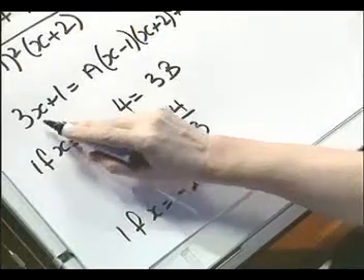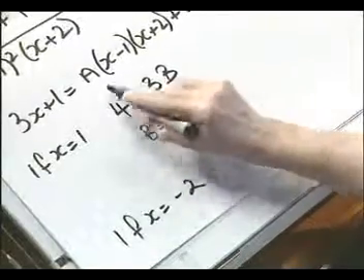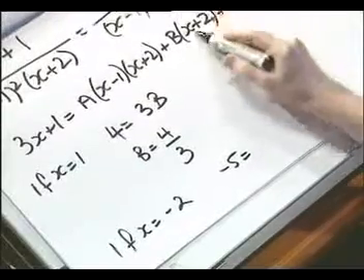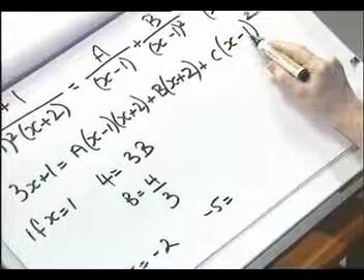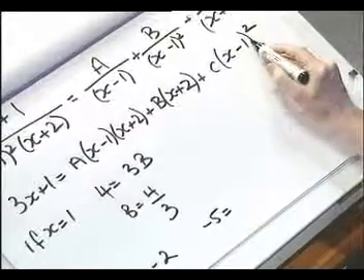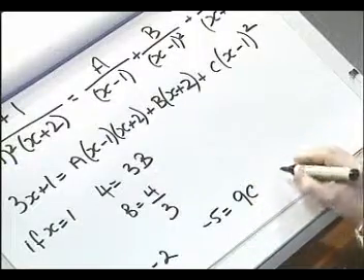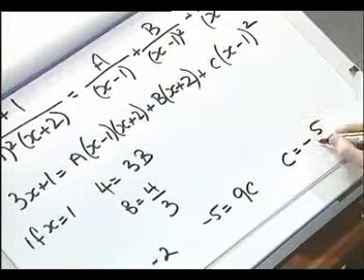If x equals minus 2, we have minus 2 times 3 is minus 6, plus 1 is minus 5, equals. This is 0, so this disappears. This is 0, so this disappears. Minus 2 minus 1 is minus 3, squared is 9. So we have minus 5 is 9c, which gives us c is minus 5 over 9.